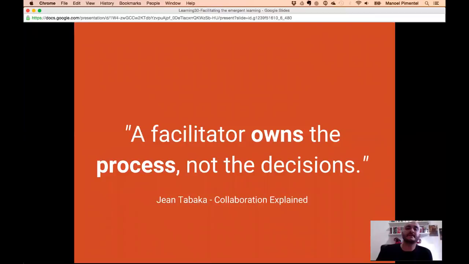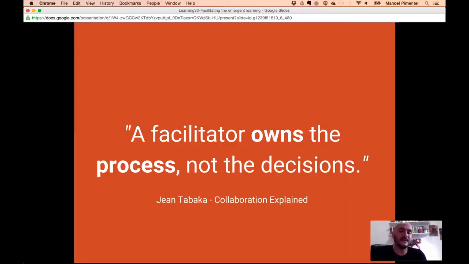Then, another powerful concept around facilitation is this one. This concept is from the book Collaboration Explained. And basically, this phrase means that a facilitator owns the process, not the decisions. It's very important, and it's very related with the learning trail concept in general.